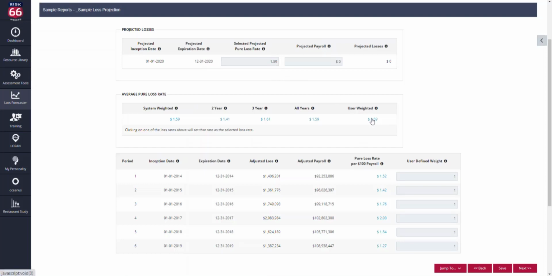Lastly, you will enter your projected payroll, or whichever exposure you chose, for the period you are projecting, which in this example is 1/1/2020 through 12/31/2020.